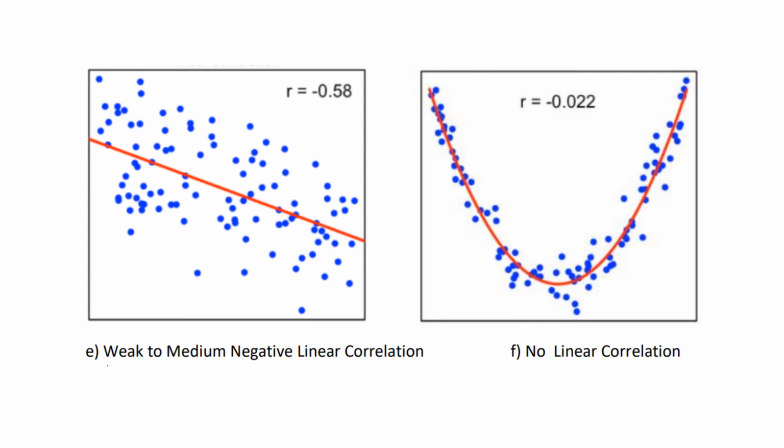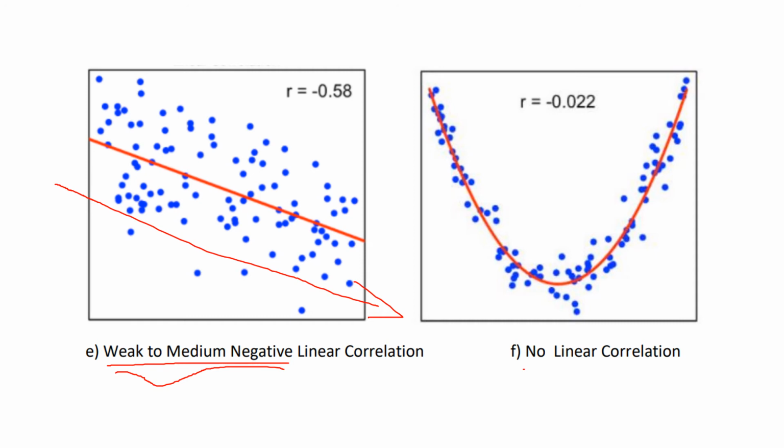So for letter E, weak to medium negative linear correlation. Same thing with the weak to medium positive linear correlation. In this one, most of our points did not fall exactly on your line, but they follow a negative slope that falls from left to right. So that's why we consider this a weak to medium negative linear correlation.